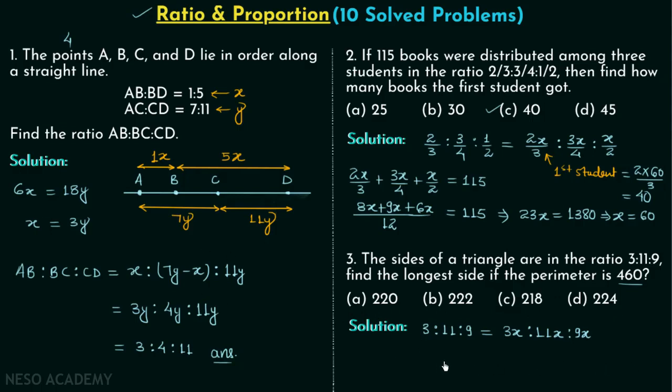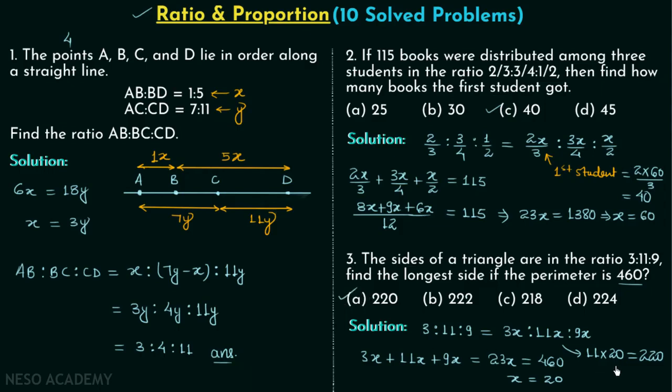We will use the fact that the sum of all the three sides of a triangle will be equal to the perimeter of the triangle. So the sum of all the three sides will be 3x plus 11x plus 9x. This is equal to 23x, and 23x should be equal to 460. When you divide both sides by 23, you will have 20 as the value of common factor x, and therefore the longest side will be equal to 11 multiplied by 20, giving us 220. Option A is the correct option.